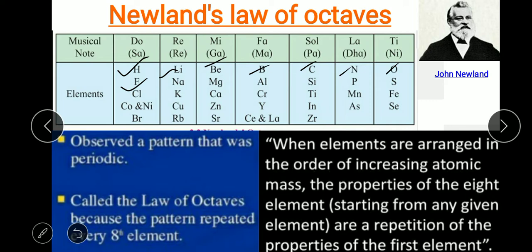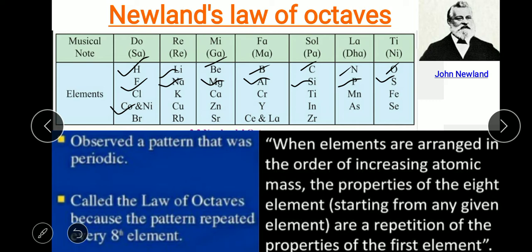And again he continued with sodium, magnesium, aluminium, silicon, phosphorus, sulfur. And again when he reached cobalt and nickel, he found that both have the same property, so he kept them in the same column. In this way he arranged all the elements in the increasing order of their atomic masses, repeating every eighth element just below the previous first element, students.